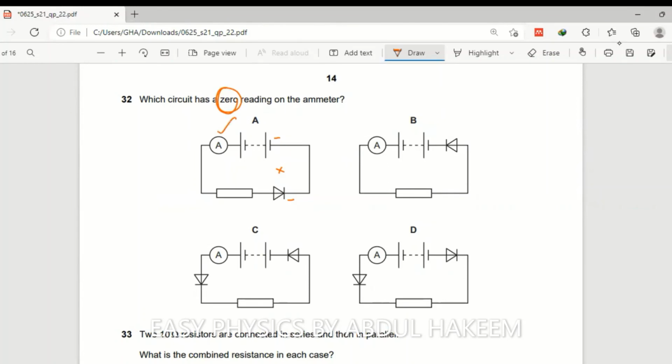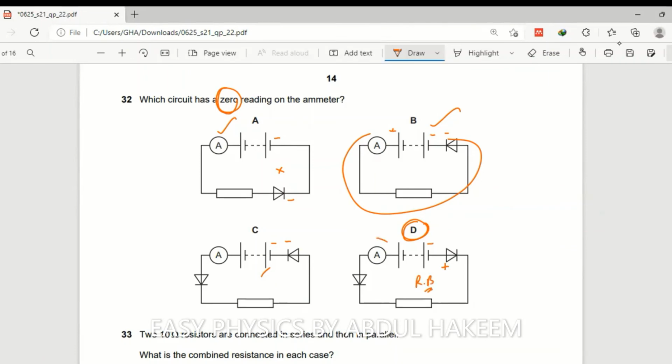So there is a current. Then negative connected with the negative and positive connected with the positive, there is a current. Negative connected, so there is a current. So the answer will be D again, because this negative is connected with the positive side of the diode. This is a reverse biased connection.